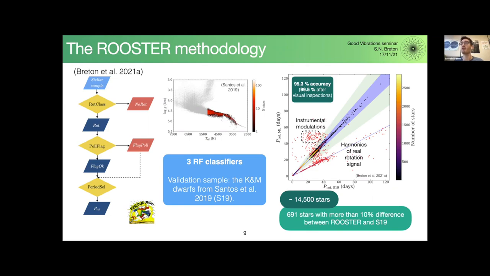If we plot the difference between the reference values and the values computed with ROOSTER, we see that we have 2 main issues. The first one is that sometimes ROOSTER confuses the correct rotation period with one of its harmonics. The second one is that sometimes ROOSTER confuses the real rotation period with the Kepler instrumental modulation. And we checked that by performing a small amount of visual inspection, less than was required by the state-of-the-art analysis, we can get to more than 99% accuracy.